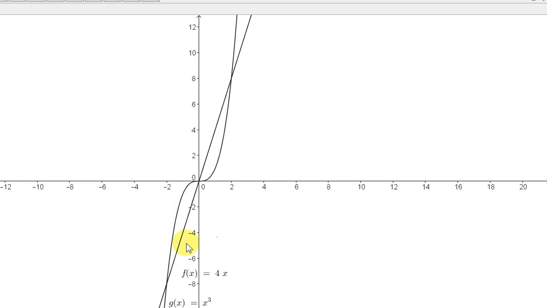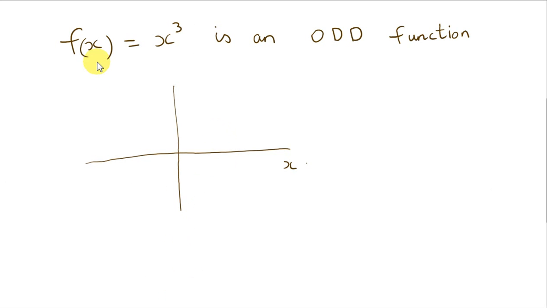Here we have the graph of the straight line f of x equals 4x and the curve g of x equals x cubed. We will be interested in the area between these two graphs. But before we do that, let's look at how to draw these two graphs. Let's start with f of x equals x cubed.